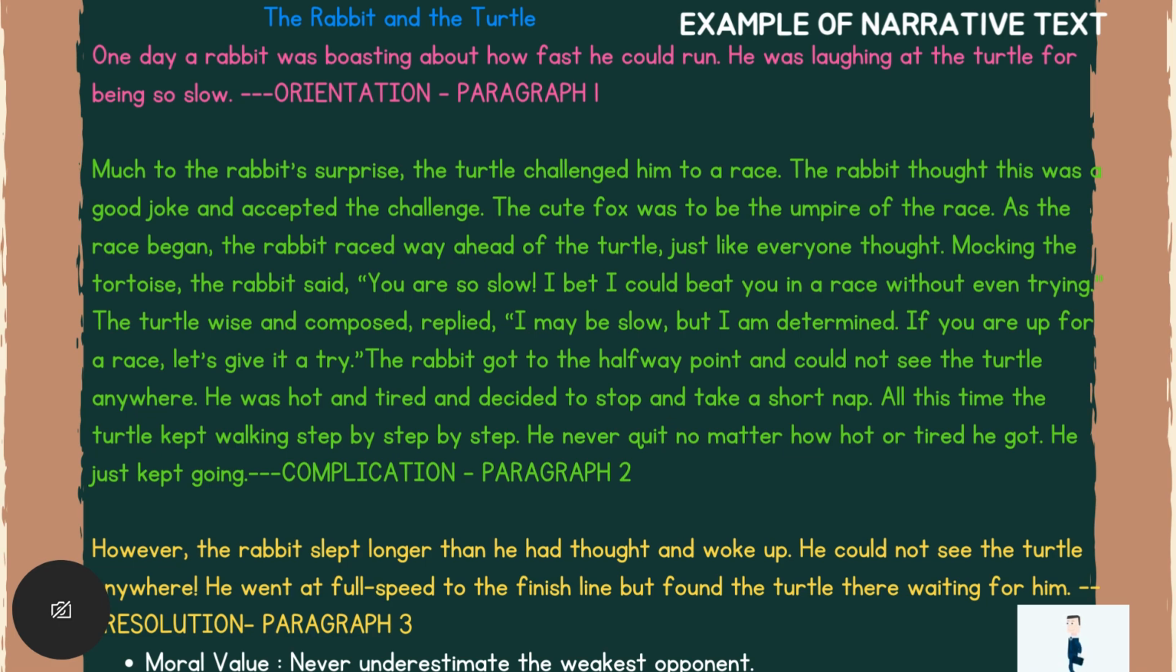However, the rabbit slept longer than he had thought and woke up. He could not see the turtle anywhere. He went at full speed to the finish line, but found the turtle there waiting for him. This is called resolution. And the last one is called evaluation, or moral value: never underestimate our weakest opponent.